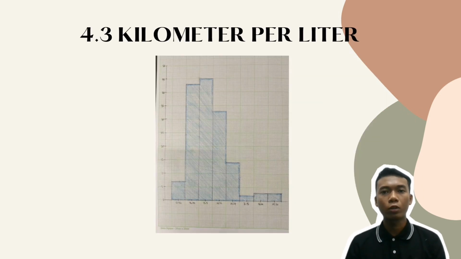Figure 4.3 shows the kilometer per liter. It can be seen that the interval class between 14.44 to 17.15, equal to the midpoint 50.8, has the highest value, which is 45 frequency. In addition, the interval class between 22.6 to 35.31, equal to the midpoint 33.96, has the lowest value, which is 2 frequency.